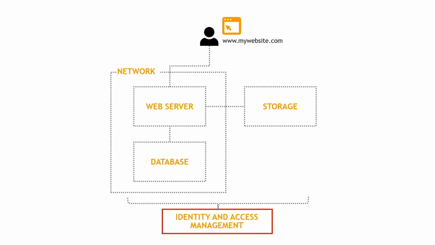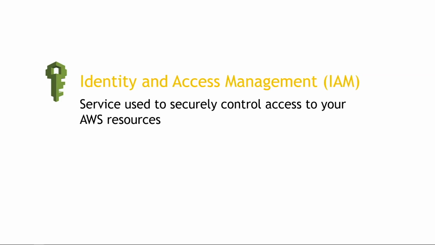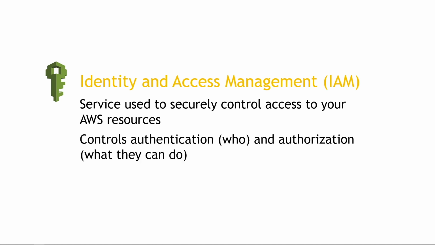Let's start with Identity and Access Management, which in AWS is actually called Identity and Access Management, or IAM. It's a service that's used to securely control access to your resources. It controls authentication, or the who, and authorization, what they can do.